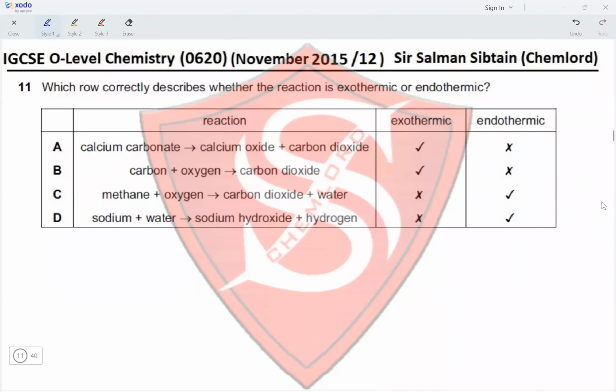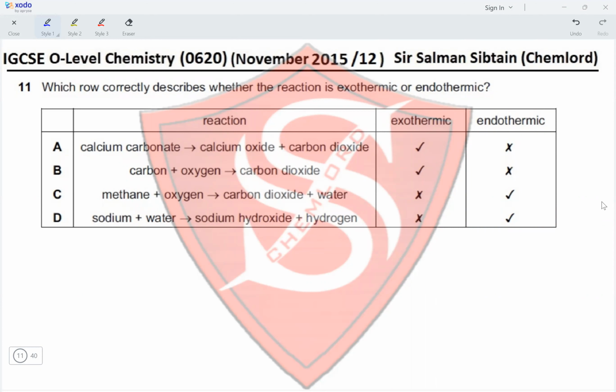Hi guys, this is IGCSE O-Level Chemistry, paper 12, November 2015, question 11. Which row correctly describes whether the reaction is exothermic or endothermic? So the first reaction is calcium carbonate being converted into calcium oxide and carbon dioxide.